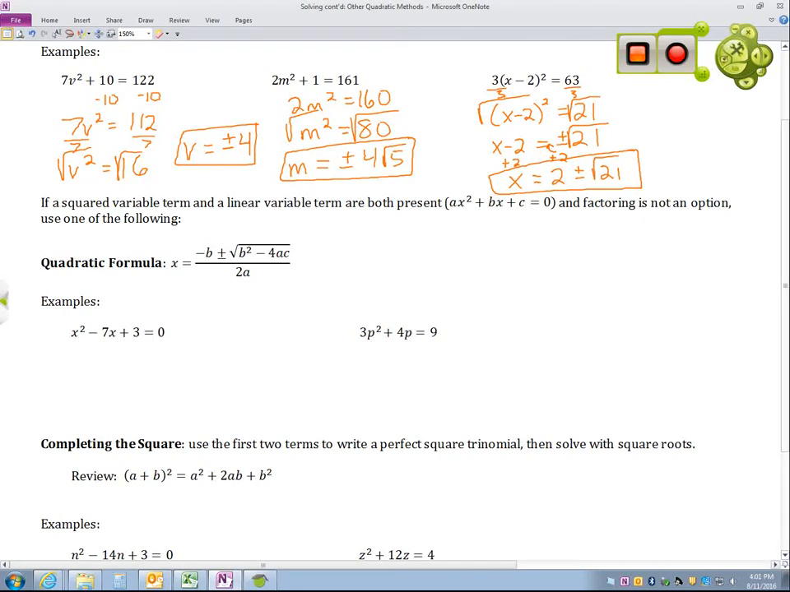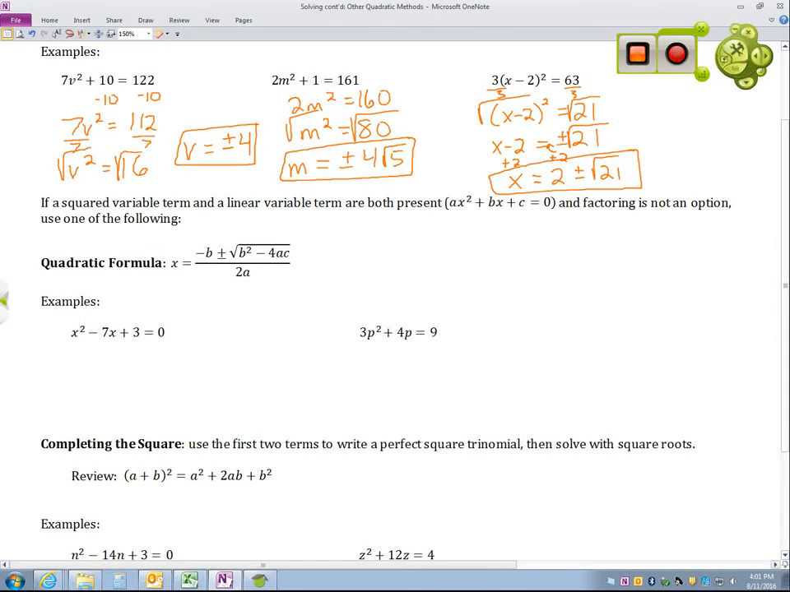Now, the thing with the quadratic formula is it will always, always work for solving any type of quadratic equation that is in standard form. However, it's not always the most efficient. So my suggestion, if you have a question like x squared minus 7x plus 3 equals 0, is start by seeing if it can factor. If it can factor, that's going to be faster. But if you can't factor, then go ahead and use the quadratic formula.